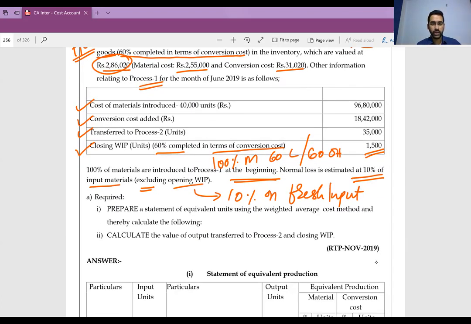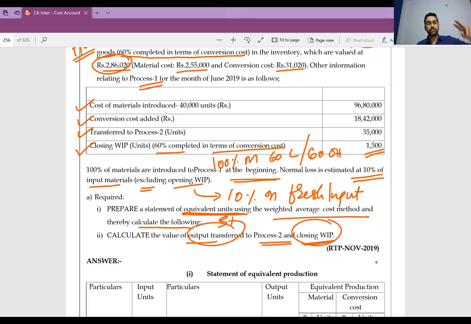Question A, sub question 1. Prepare a statement of equivalent units, that means step 1, using average cost method, and thereby calculate the following: the value of output transferred to process 2 and closing WIP. Now basically they want you to do step 1 and then calculate what? Value of output transferred and WIP. That means they want you to do step 1 and step 3. How is that possible without step 2? Indirectly they said work out step 1, step 2, step 3.